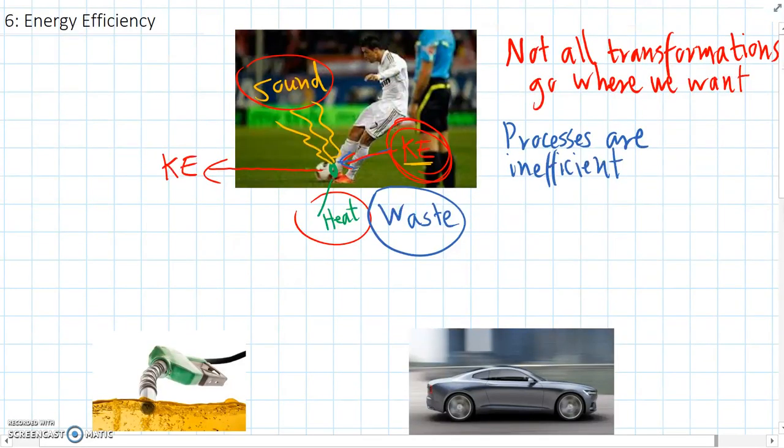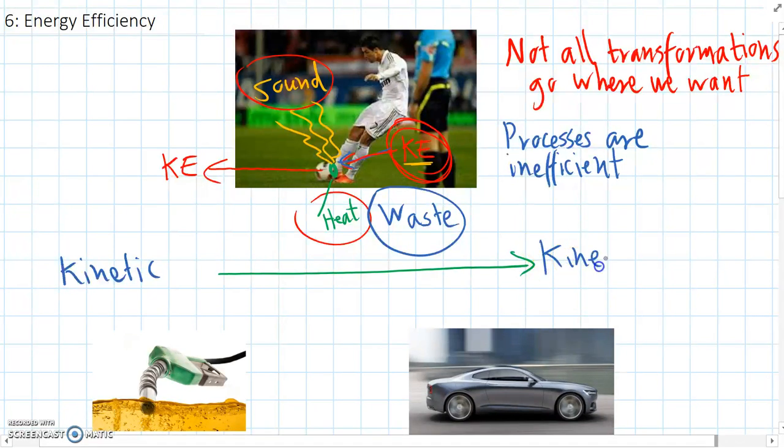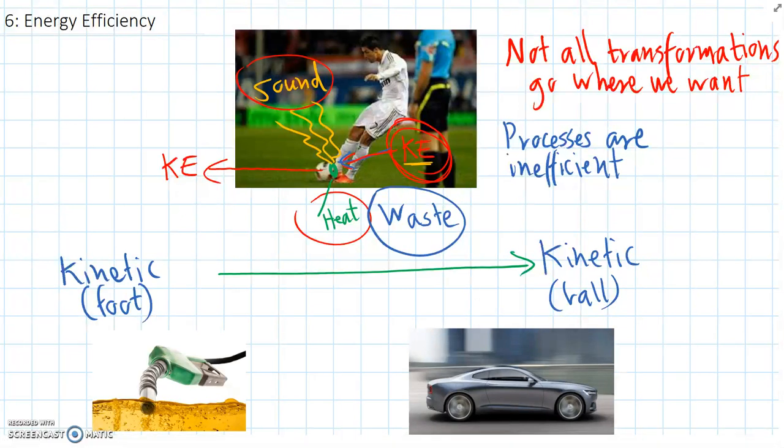The best way of looking at energy efficiency is to use a flow diagram again. So for our soccer player, we had kinetic energy of his foot, about to kick the ball, and then it was transferred to kinetic energy of the ball. But as we saw, some of that energy is lost as heat and sound, and that was our waste energy. Heat and sound.